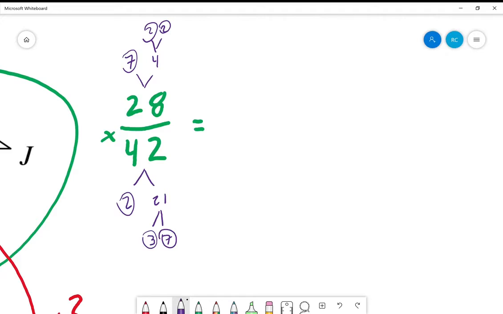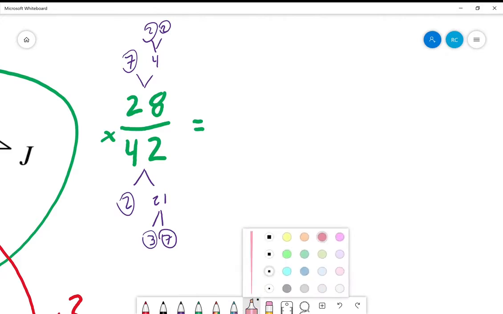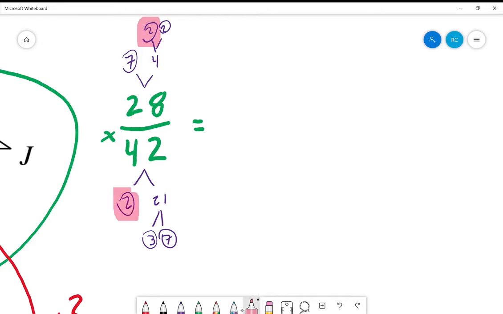Now notice we've got a 2 on the top and a 2 on the bottom. Well, what's 2 divided by 2? It's 1. Okay. We also have a 7 on the top and a 7 on the bottom. What's 7 divided by 7? That's right, it's 1. These cancel out. So what are we left with? We've got a 2 left on the top and we've got a 3 left on the bottom. 28 divided by 42 is the same as 2/3.